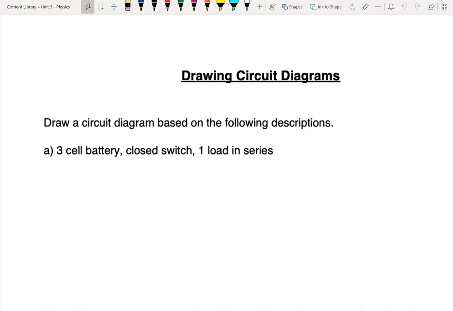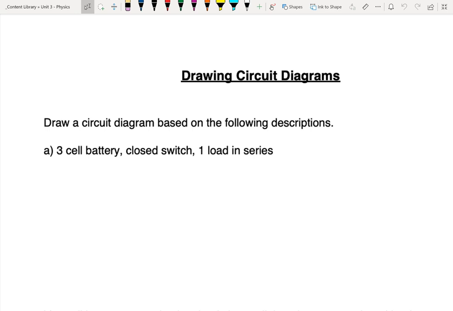In today's note, we're going to be looking at drawing circuit diagrams. We've seen examples of what circuit diagrams look like in our past couple notes. We've seen what the symbols are for the different parts of a circuit, as well as the difference between a parallel and a series circuit. So what we're going to do is just go through some examples of drawing circuits based on a description.